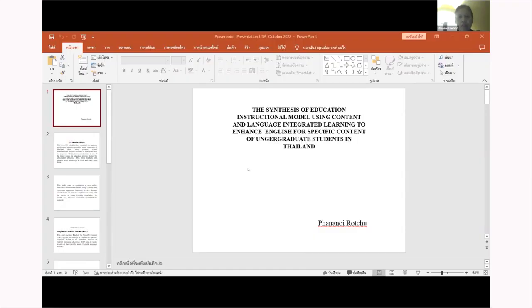Instructional model using content and language integrated learning to enhance English for specific content of undergraduate students in Thailand.